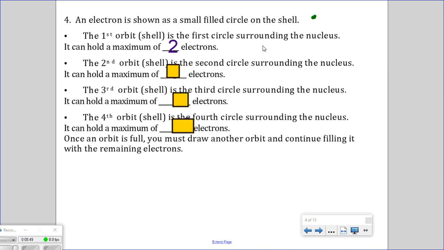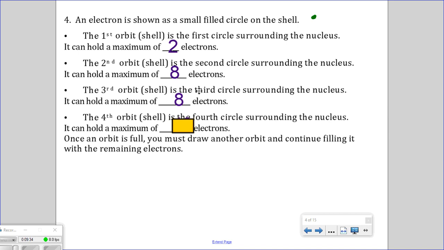The second orbit is the second circle surrounding the nucleus. So if you have more than 2 electrons, you would draw 1 circle, put in 2 dots on the ring of that first circle, and then you would draw another circle and continue adding in electrons. So that second orbit can hold a maximum of 8 electrons. Once 8 electrons have gone into that orbit, it is now full, and if you still have more electrons to add, you would draw a third circle. That third circle would represent the third orbit, and is the third circle surrounding the nucleus. It can hold a maximum of 8 electrons.